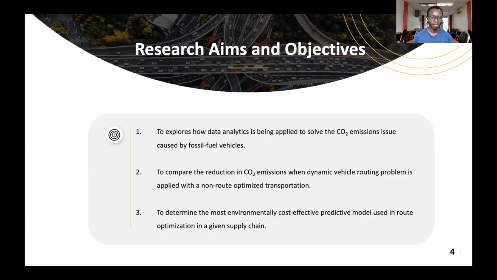Then the last objective was to determine the most environmentally cost-effective predictive model using route optimization in a given supply chain. So that in itself is quite subjective. We'll see how this project resolves this.